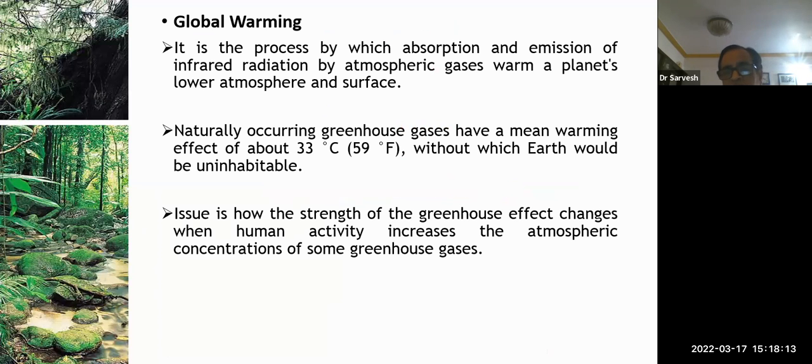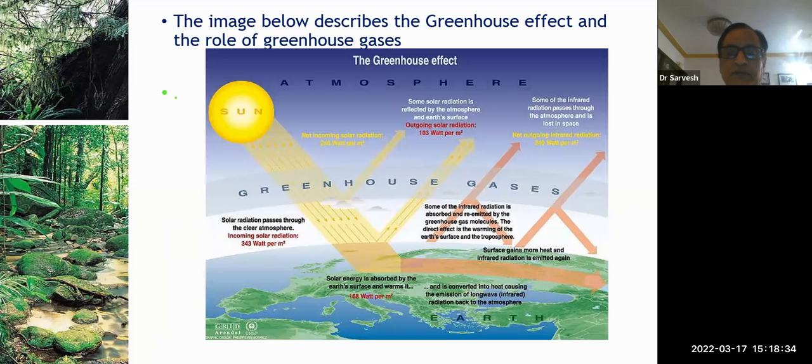And the global warming, that is a very well-known fact, and that is a global concern. And generally, whenever temperature is around 33 degrees centigrade, it is habitable, and without which Earth will not be inhabitable. Now, even earlier also greenhouse gases existed in the atmosphere.